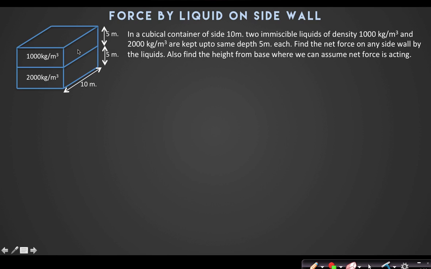First, try to solve this question. In a cubical container of side 10 meter, two immiscible liquids of densities 1000 and 2000 kg per meter cube are kept up to the same depth, 5 meter each. Find the net force on any side wall, by the liquids. Also find the height from the base where we can assume the net force is acting.